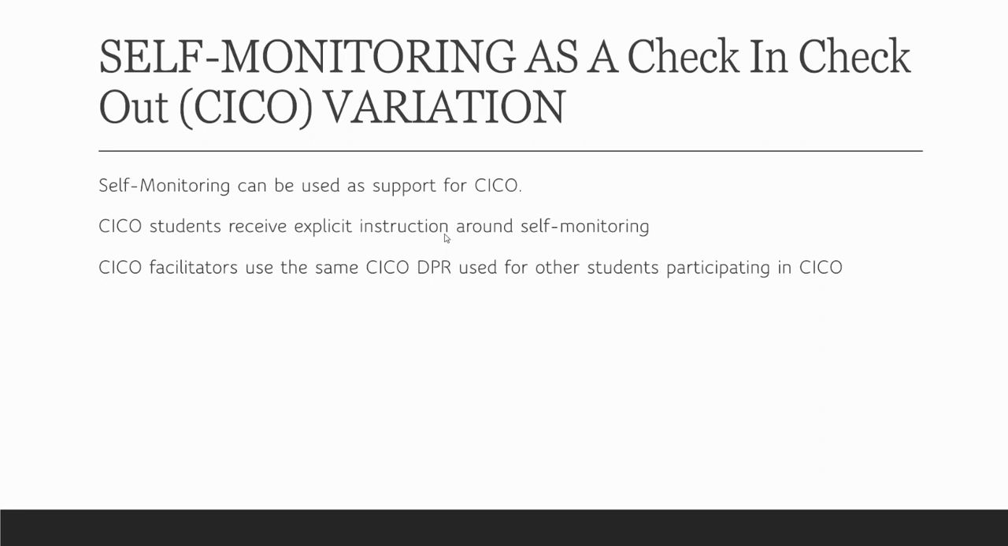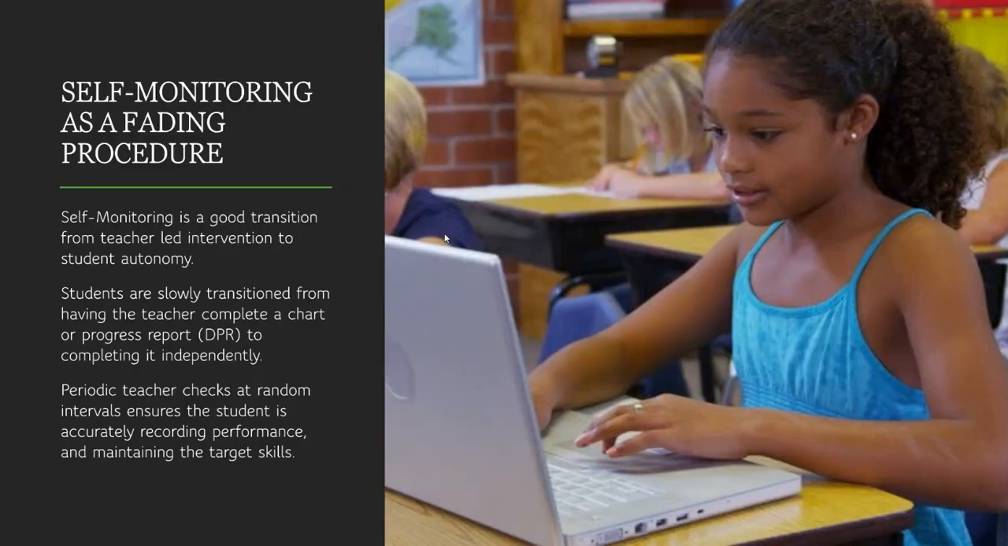So in order to use this as a variation or a modification to check in and check out, that student again has to have this explicit instruction around self-monitoring. So before a coordinator or a facilitator begins to fade these interventions, the check-in and check-out intervention or the social skills intervention, of course, the student has to have that explicit instruction around self-monitoring. They can still use the same check in, check out daily progress report that they use. It's just now we're going to add those self monitoring components to that check in and check out.